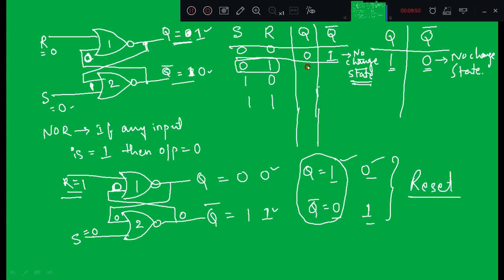This state is called the reset state. Since reset or R is high, the latch is going to reset. That means Q will be equal to 0 and Q bar will be equal to 1. That means that particular latch is going to store 0, because the latch is reset. Next I'll redraw it again.